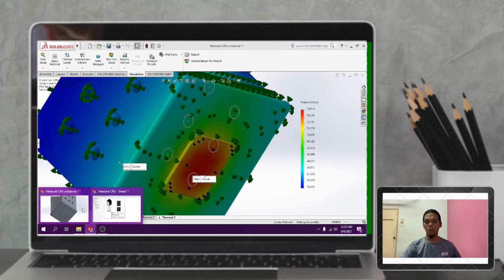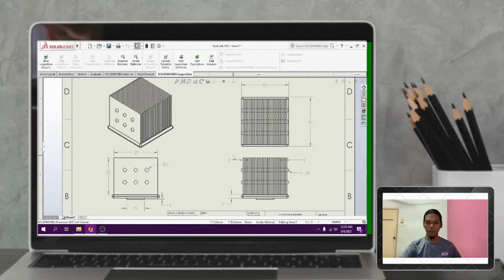Then we go to dimension. For the given task is dimension, we can use only 40 x 40 for the base. So I use 40 x 40 for the base of pin for the heat sink. The length of it is 30. The height of it is 30 and the length of it is 37.